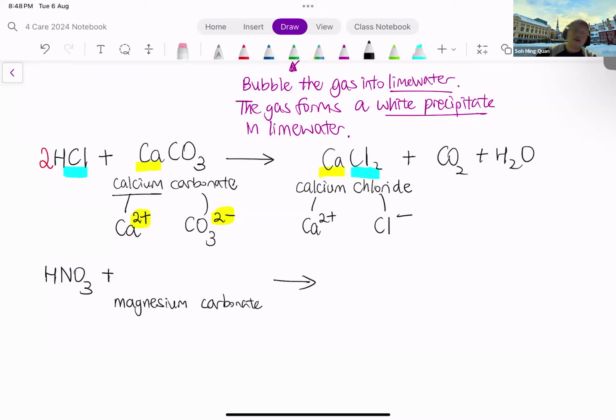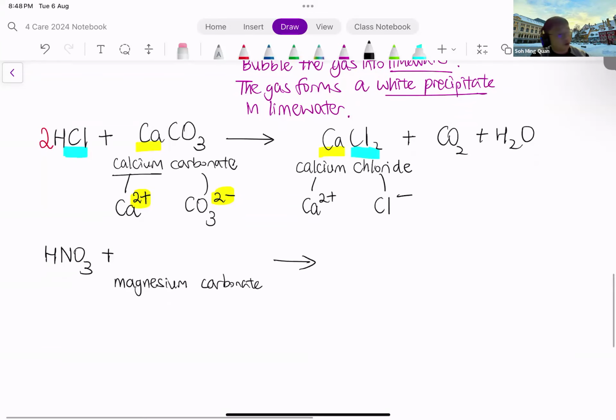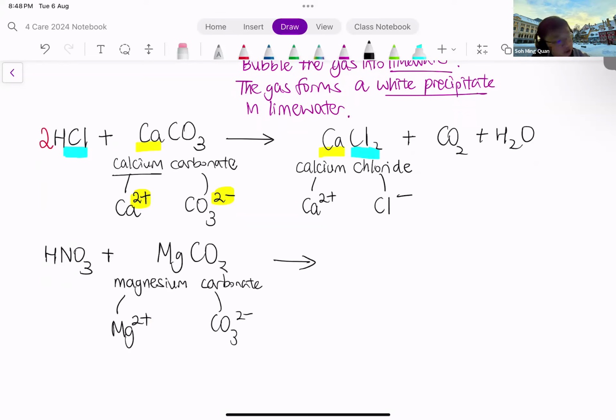Okay, so hopefully all of you had a chance to try. Again, magnesium is found in group 2, so 2+ is correct. Carbonate is CO3 2-. CO3 2- must be memorized. So it's MgCO3. All right. The formula of the salt must be magnesium nitrate's formula.